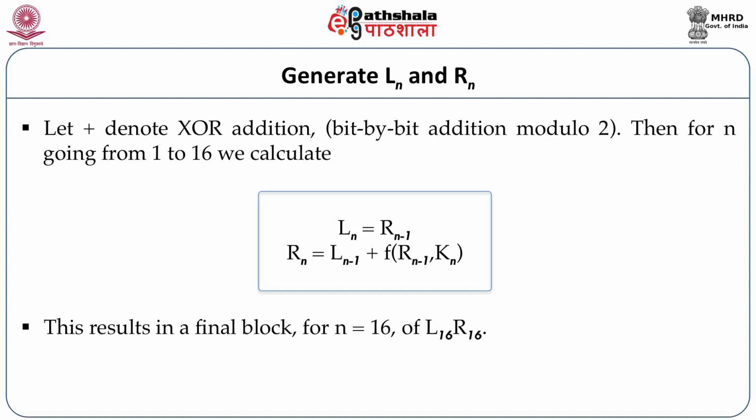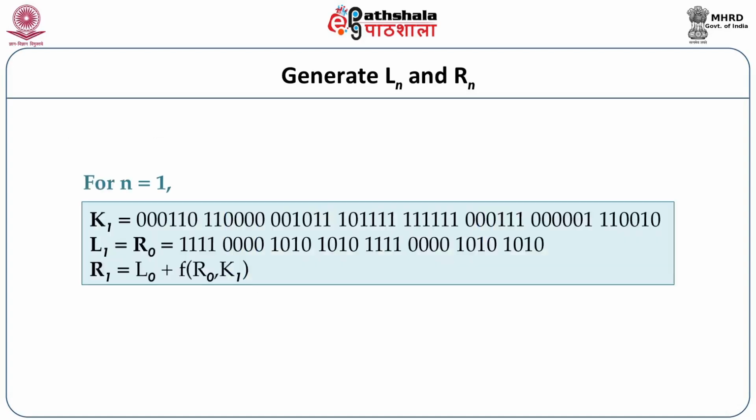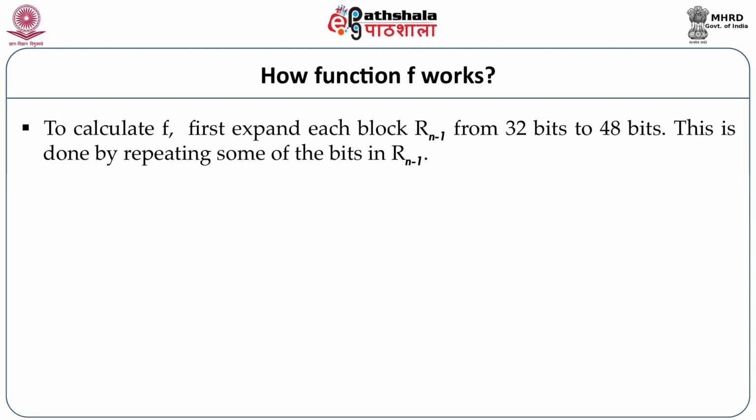This results in the final block for n equal to 16 of L16 and R16. So for example, for n equal to 1, we have K1, we have L1 and we have R1. To generate L1, we need to copy R0, and to generate R1, we need to take L0 and apply the exclusive OR with the function. What are the inputs to the function? R0 and K1. Now, how does the function f work?